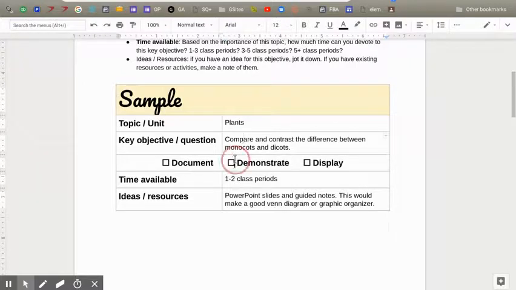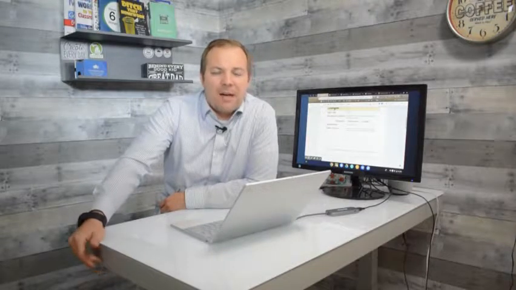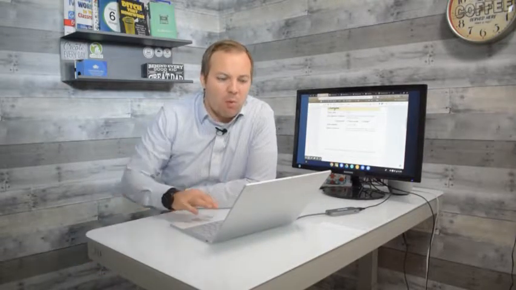Not a very interesting topic. This is going to be a demonstration activity, so they just need to demonstrate that they know the difference between those two types of plants. This is going to be super short, kind of a 1 to 2 class period thing, which works well with those demonstrate activities. And then I already have a PowerPoint and guided notes, and I think that a Venn diagram or some kind of graphic organizer would be ideal for this. So with that, I can turn that idea into a project idea with guidelines for my students. That's what we'll work on next.